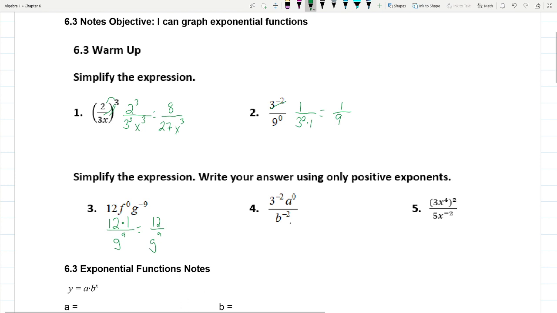All right, number 4: 3 to the negative second, a to the 0, b to the negative second. I'm going to start off with the 3 to the negative second. That negative 2 tells me I'm on the wrong side of the fraction bar, so I need to put it on the other side. So 3 squared. A to the 0, anything to the 0 power is 1. Now going down to the b to the negative 2, that tells me I'm on the wrong side of the fraction bar, so I move that up top, and I get b squared. If I simplify this, taking care of the multiplication and actually doing 3 squared, I get b squared over 9.